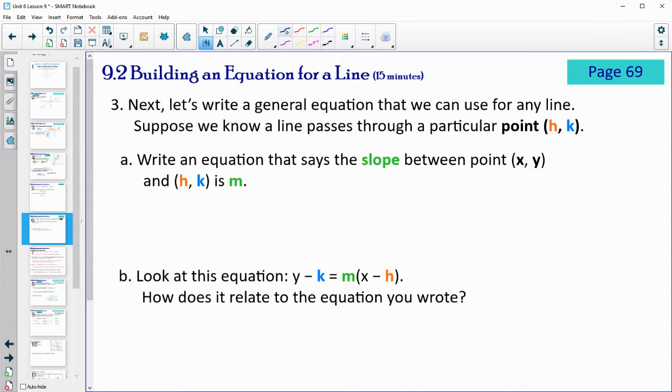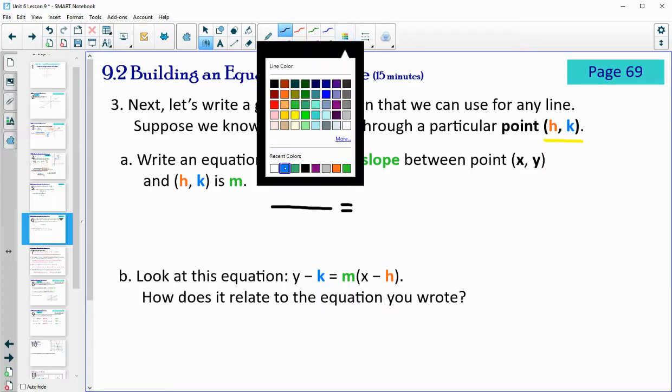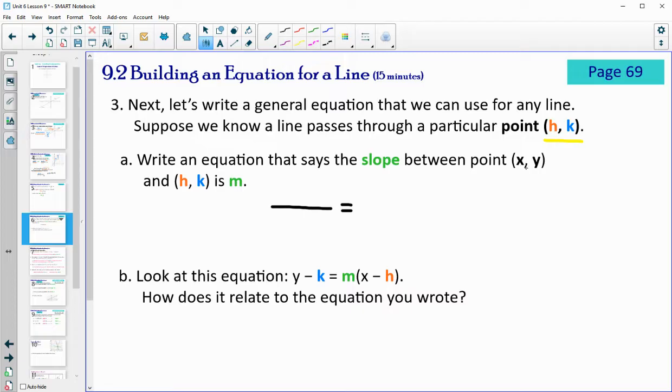So what if we were to write a general equation for this? Now they're just going to give us a generic point, (h, k). So let's write an equation of a line that goes through that point and has a slope of m. Remember, our slope equation is vertical distance over horizontal distance equals our slope. So we'll put in our vertical distance, and remember, we subtract the y values. So our vertical distance is y minus k.